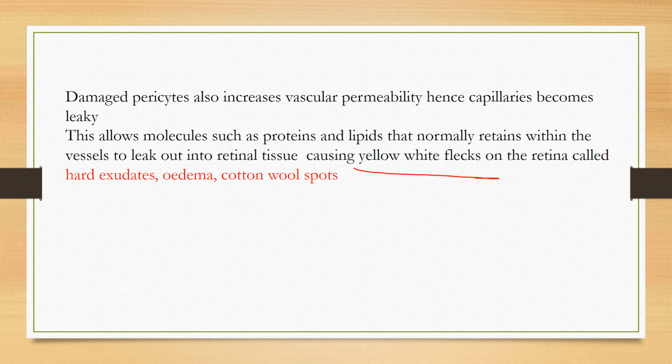So what exactly is happening is the pericyte ruptures, so there is a microaneurysm. When there is a thinning out of a pericyte, there are vascular permeability changes. This change in vascular permeability leads the protein and lipids to deposit in the retina. These will be in a yellowish color form. This yellowish color is named hard exudates, edema and cotton wool spots, depending on its shape and margins.